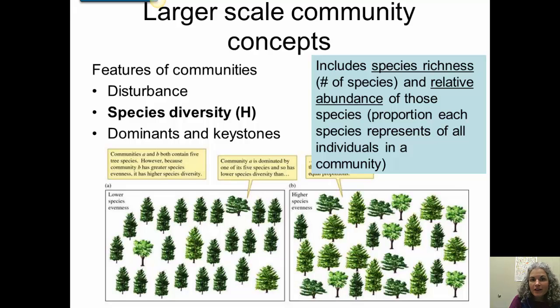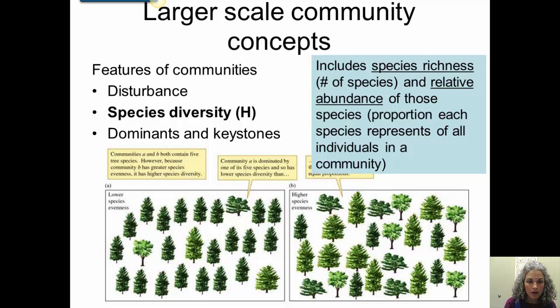Species diversity is another large-scale community concept. It's defined as the species richness, which is the number of species present in a community, but it also takes into account the relative abundances of those species.